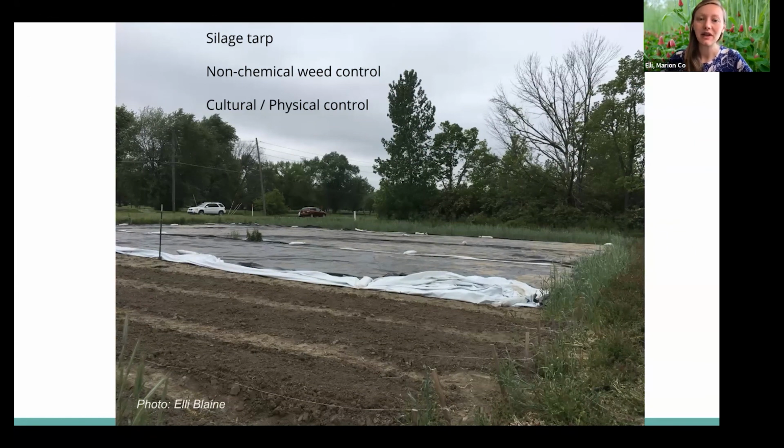Often tillage can also bring up a lot of the seed bank of weeds that we have existing in our soils, and can actually over time enhance weed issues, especially if you're not using chemical controls to control your weeds.